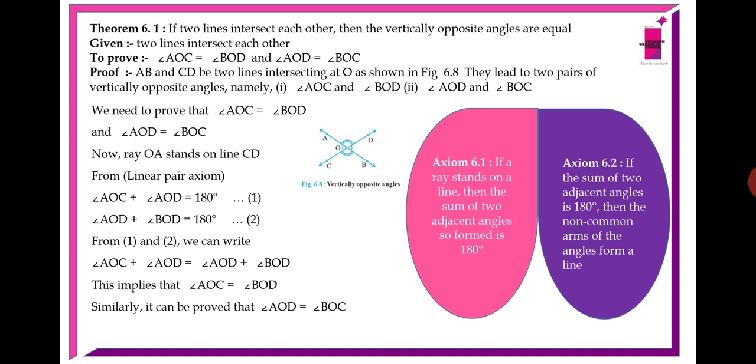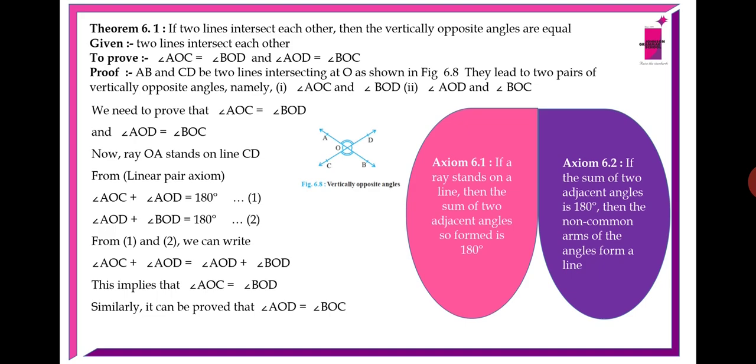Axiom 6.1 and 6.2 are related to the linear pair axiom, and Theorem 6.1 is about vertically opposite angles. You know that axioms are universal truths that do not require any proof. Axiom 6.1: if a ray stands on a line, then the sum of the two adjacent angles so formed is 180 degrees. Axiom 6.2: if the sum of two adjacent angles is 180 degrees, then the non-common arms of the angles form a line. These we have already discussed in the previous sessions.